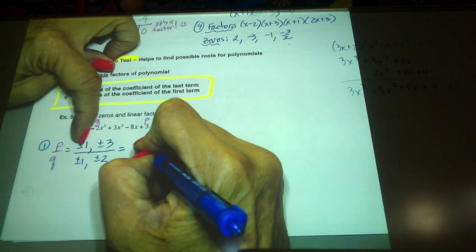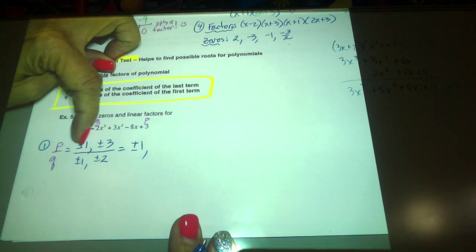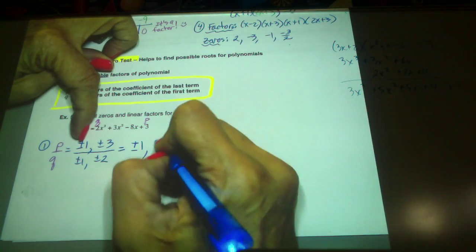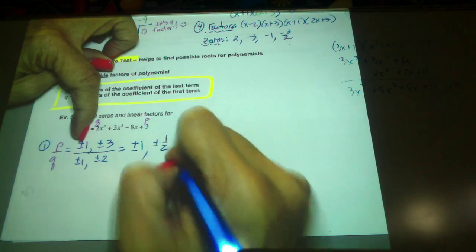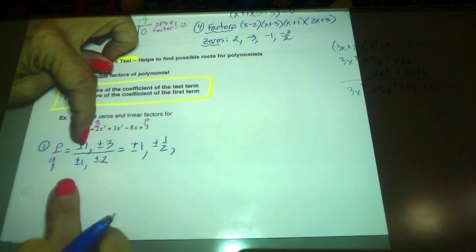It's a tough one. Plus or minus 1, right? That's its reduced form. Then you're going to put 1 over 2. That doesn't reduce. So you get plus or minus 1/2. So now we're done with the 1. We put it over each of these two.